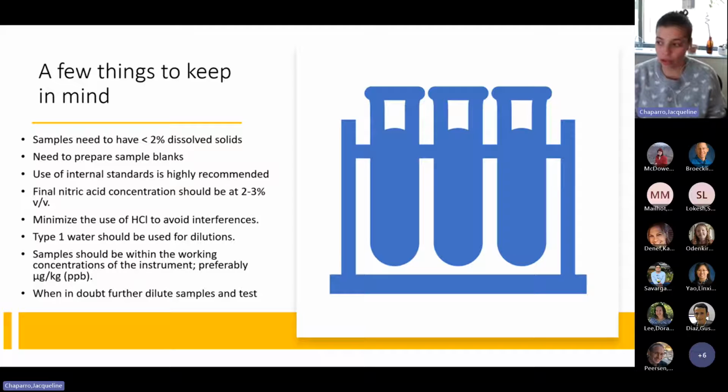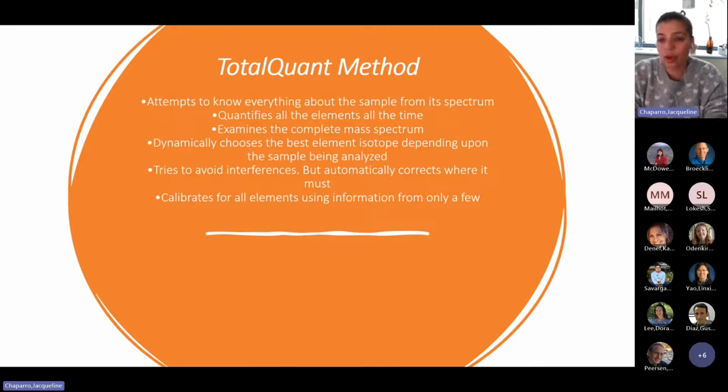So a lot of times if I'm not sure what the concentration is, I would dilute these samples 100-fold and measure them. A way to measure these samples is by a technique called total quant. The total quant method attempts to know everything about the sample from its spectrum. Using a small subset of a blank and a standard plus your sample, we are able to measure essentially the entire periodic table and give you an estimate of what the concentrations of the elements in that sample are.